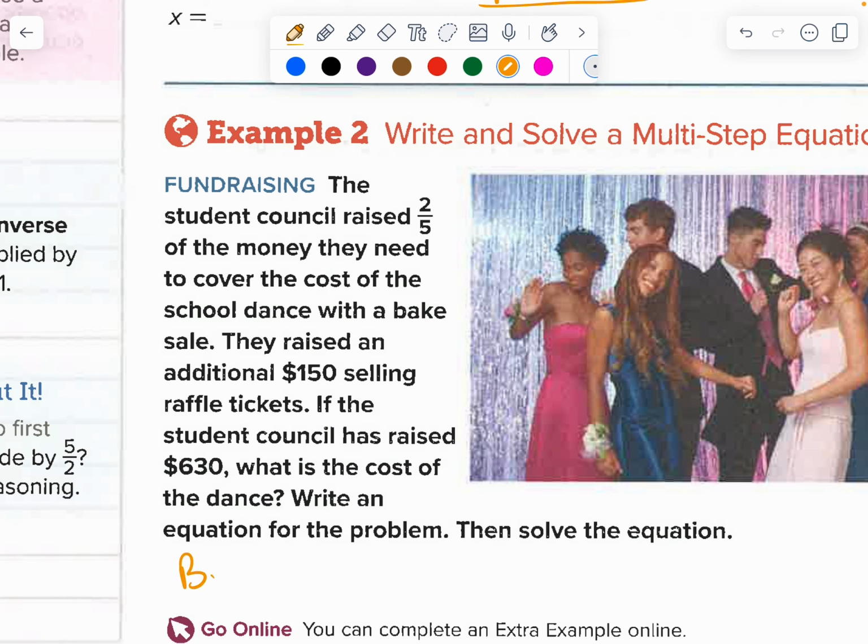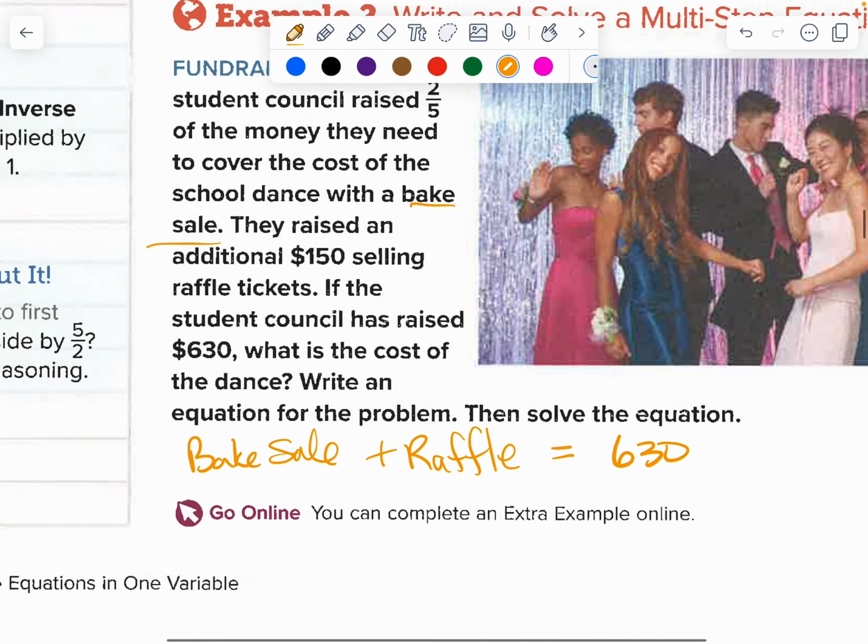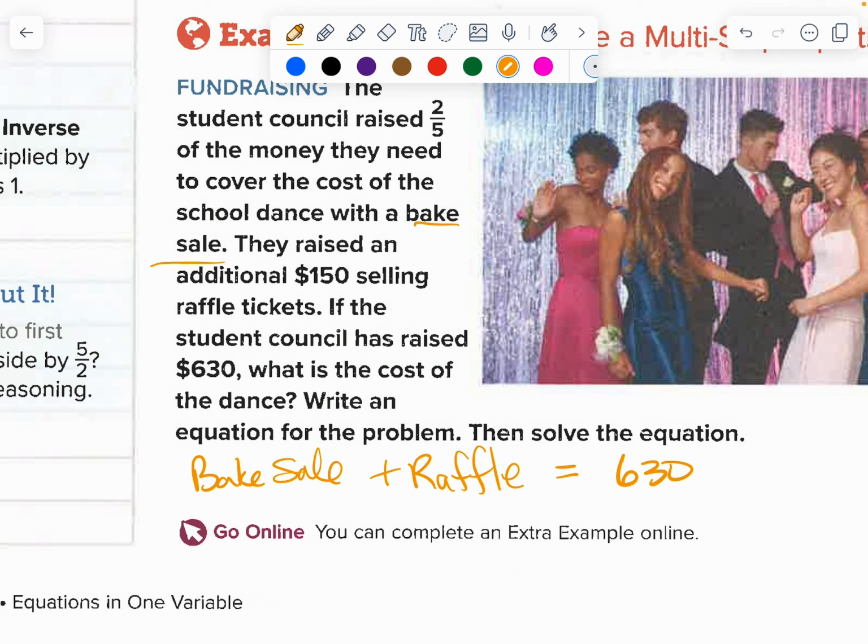Okay, so they had a bake sale. I had to go back and read it real quick. They had a bake sale, and then they had raffle tickets. And then that came out to a total of $630. Okay, so now let's look at this. What is it that we're looking for? It says right here, what is the cost of the dance? So let C equal the cost of the dance.